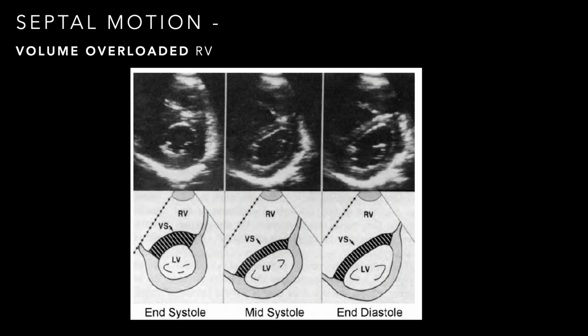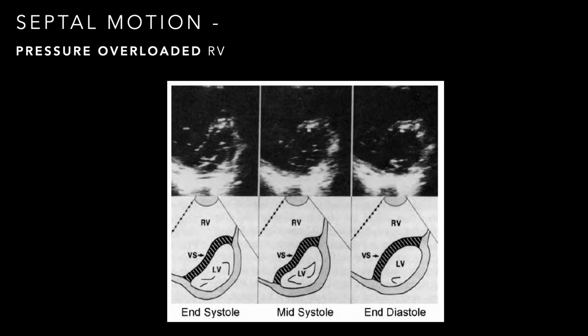If it's a strictly volume overloaded RV, you'll see septal flattening in diastole. So it's at its greatest in diastole, and that's when the RV is filling, so the volume will be greatest. When the RV is pressure overloaded, an example of that may be a pulmonary embolus, the septal flattening predominantly occurs during systole. Usually it's not that simple. Of course, you can have both.